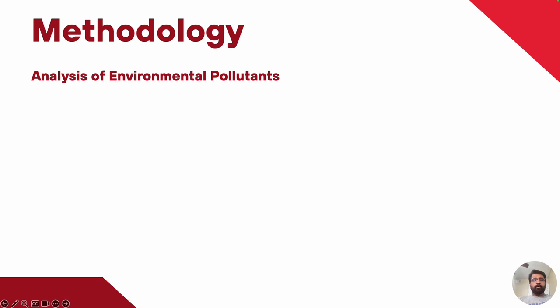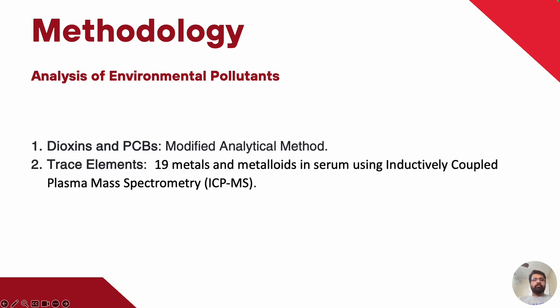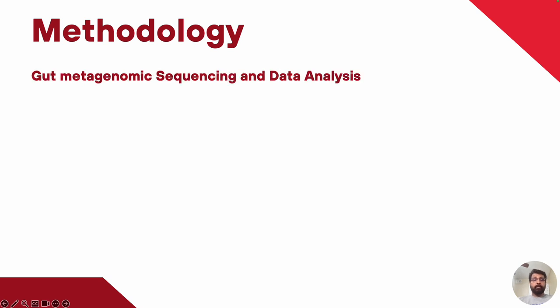The next part of the methodology is the analysis of the environmental pollutants, which was not that easy. The study measured around 17 different dioxins and PCBs, and for that they used a modified analytical method to analyze the trace elements or heavy elements. They particularly focused on 19 metals and metalloids in the blood serum using inductively coupled plasma mass spectrometry. That's the tool that they use to measure the presence or absence or quantify these metals.